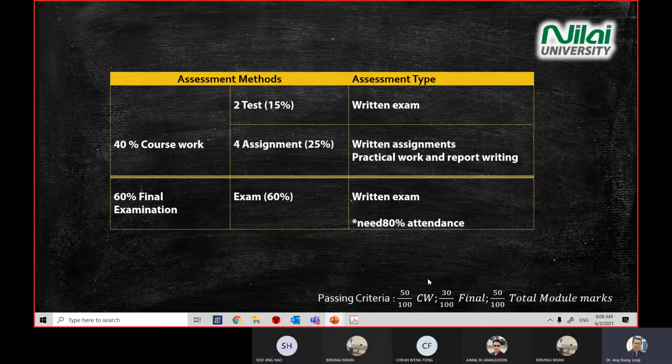So just for your info, you need to score at least 50% out of coursework, and then for the final, you need to score at least 30 out of 100, meaning in a final exam, 100 marks, you need to score at least 30 in the final. And then when we calculate the total marks for this module, you need to score at least 50%, right? Meaning the score out of coursework, you need to score at least 20 marks. Final exam, you need to score at least 30 out of 60, all right? So this one you add, you must get more than 50 marks, yeah?